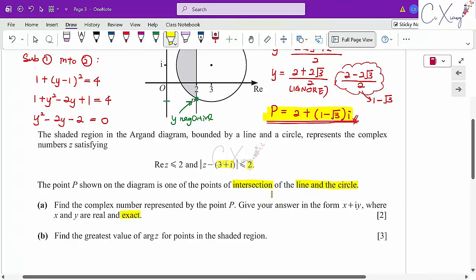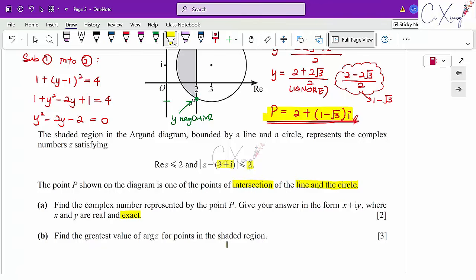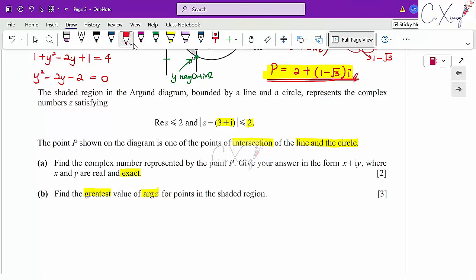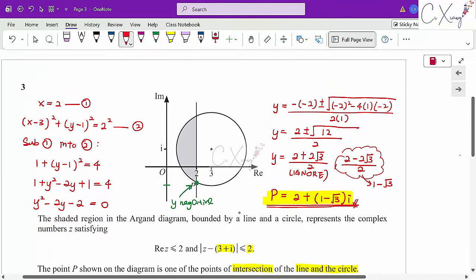For part B, they want you to find the greatest value of argument z for points in the shaded region. Highlight the keyword greatest. Argument z means the angle of argument, which we measure from 0 plus 0i, which means the origin. So you are trying to measure the argument of z from the origin. Then they're asking for the greatest value.